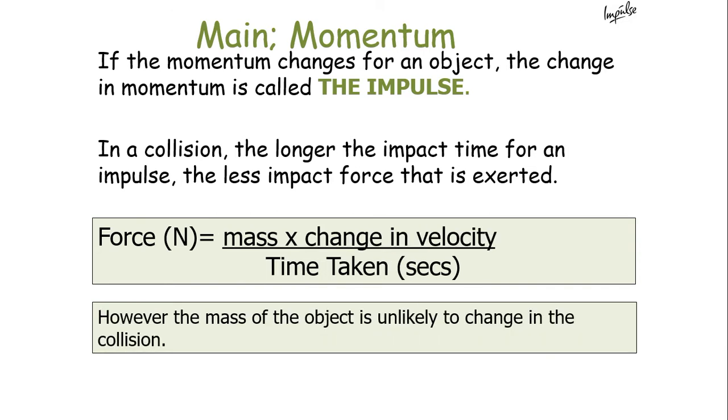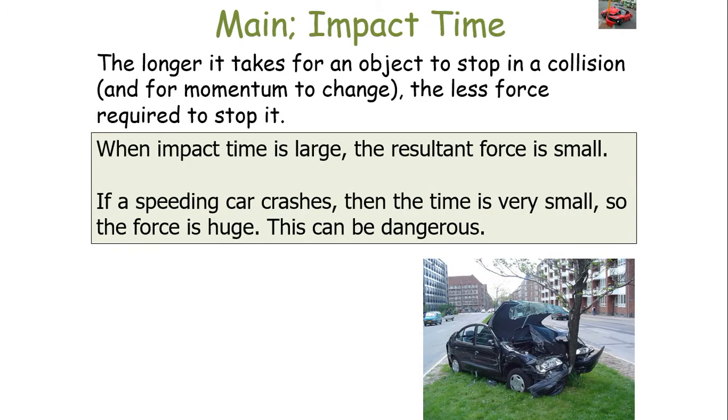It's likely that in a collision the mass of the object is not going to change, so we can say that the change in mass times velocity is just going to be a change in velocity. So we can write that as mass times change in velocity divided by time taken. This is very, very important. This tells us the longer it takes for an object to stop in a collision and for its momentum to change, the less force is required to stop it. So when the impact time is large, the resultant force is small.